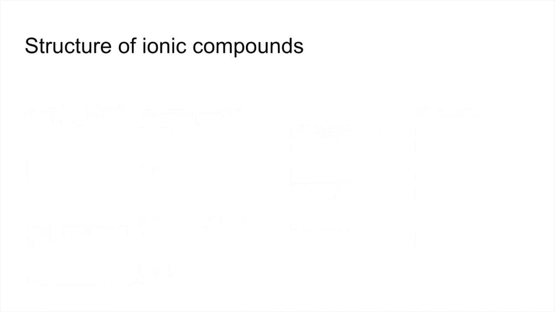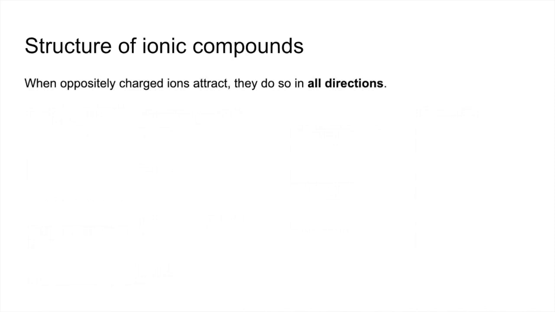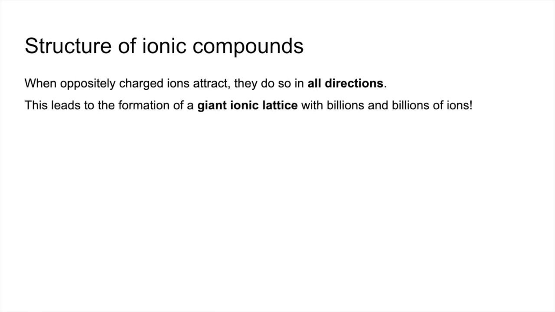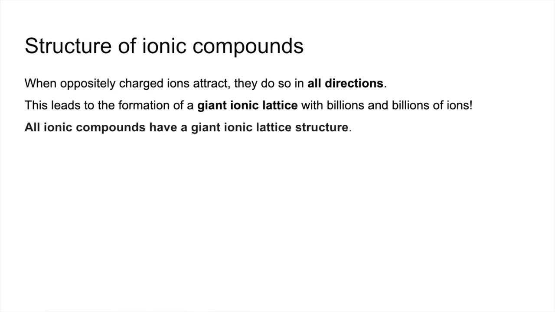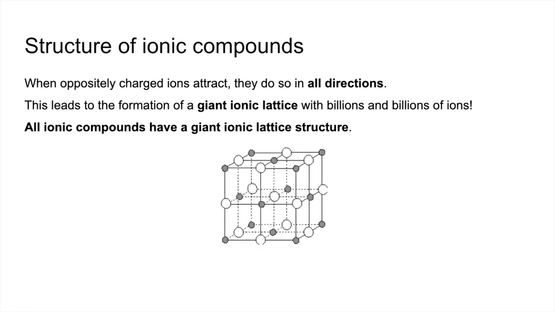So if we move on to the structure of ionic compounds now. When oppositely charged ions attract, they do so in all directions, and that leads to the formation of a giant ionic lattice, which will contain billions and billions of ions. And all ionic compounds form giant ionic lattice structures. A simple representation of a giant ionic lattice is something like that. This one's for sodium chloride. If I just focus on that central chloride ion there, you can see it's attracting sodium ions in all directions.